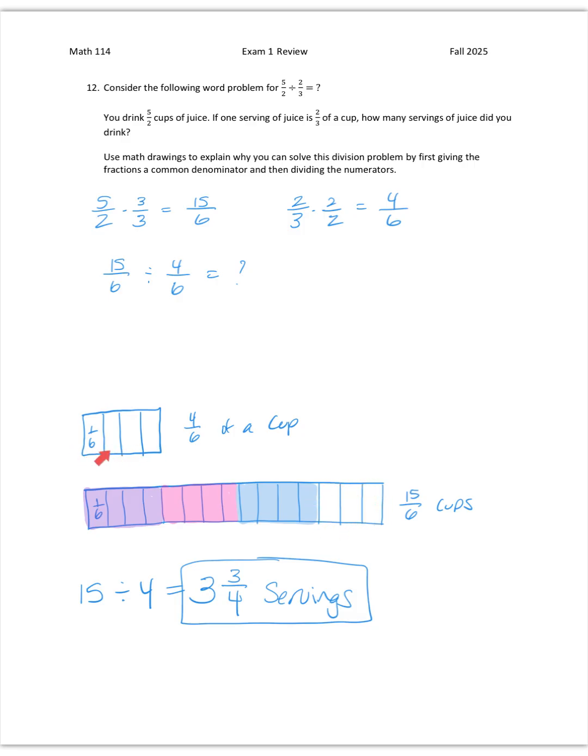It's less than 1 whole serving because a whole serving is made up of 4 parts. This only has 3 parts, so it's 3/4 of a serving.